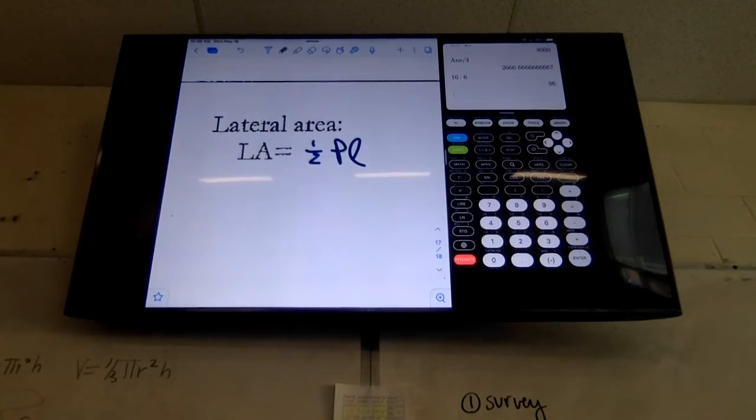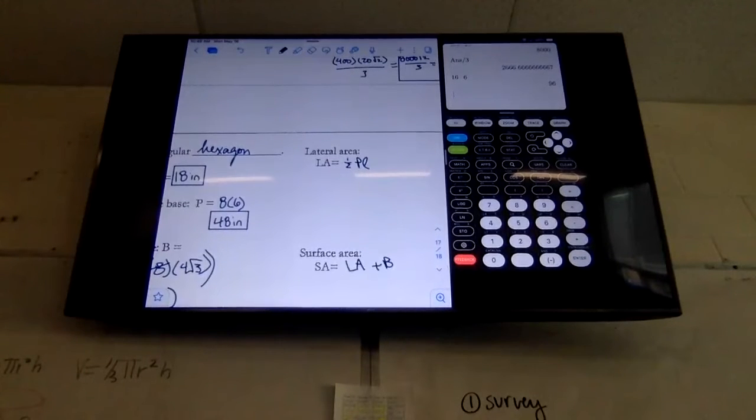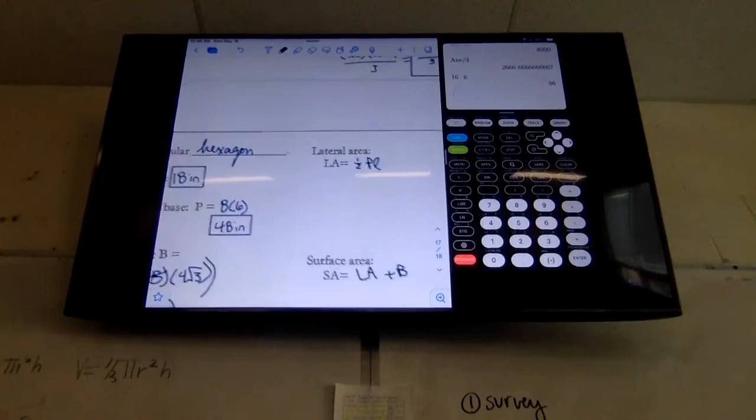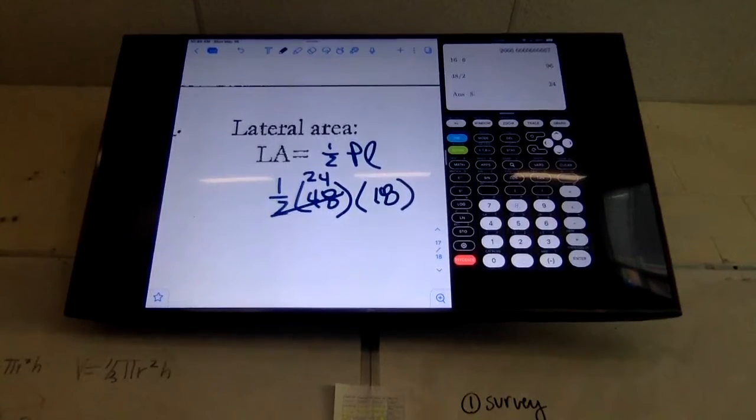Okay. All right, so we're gonna do lateral areas. Everybody ready for lateral area? So I'm gonna do 1/2 times P. What's my P? Good, and what's my L? 18. Good. 1/2 of 48 is 24, and then 24 times 18 is gonna be 432 inches squared, very good.